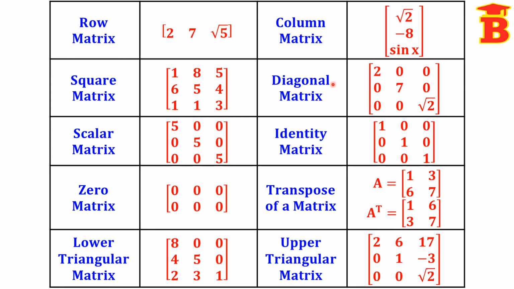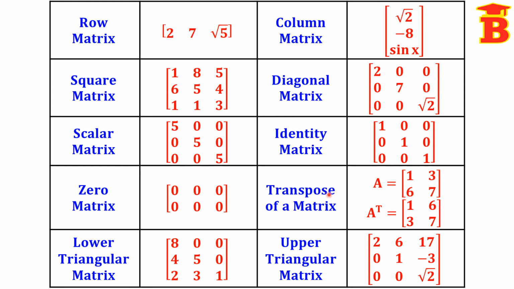Diagonal matrix, see the word diagonal. So we see the diagonal only. So we must have numbers along diagonal only. It is called diagonal matrix. Scalar is same as diagonal matrix. So in diagonal, if the numbers are equal, then it is called scalar matrix. Identity is also diagonal matrix. In the diagonal, if we have all the elements 1, then it is called identity matrix. Zero matrix is very easy. So if we have all the elements 0, then we say that it's a zero matrix.